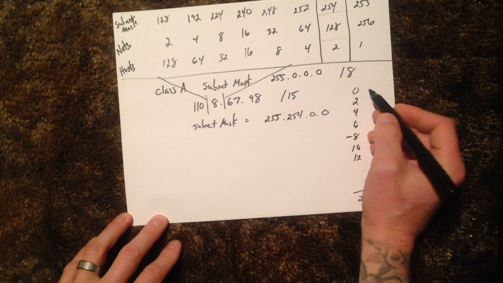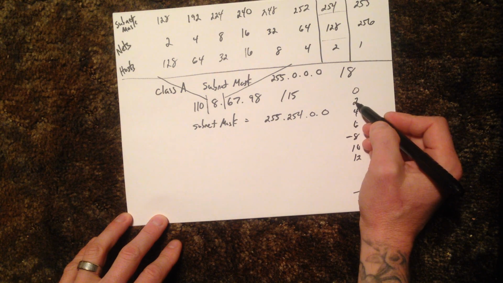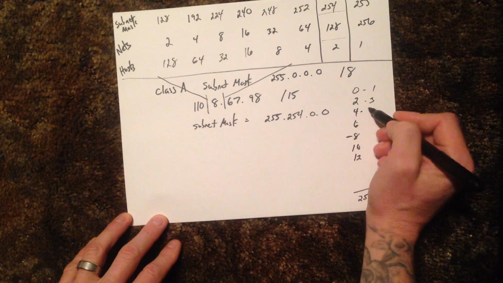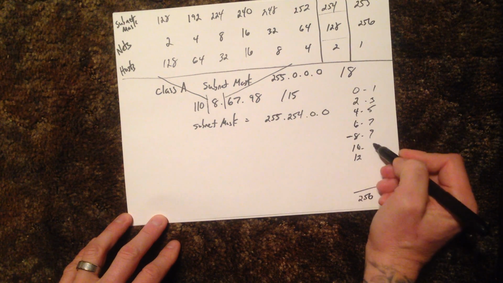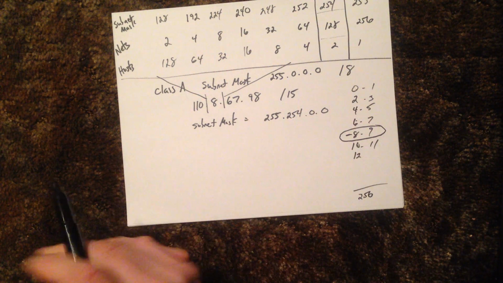Now, the next number over here that's always odd is one more than the number to the left. So 0 to 1 is our range, 2 to 3 is our range, 4 to 5 is our range, 6 to 7, 8 to 9, 10 to 11. Okay, so here's our range for our Class A network.